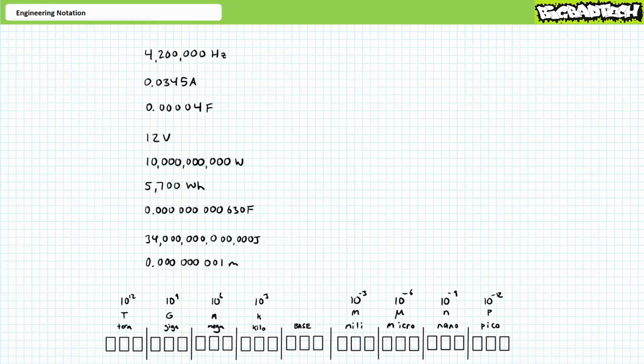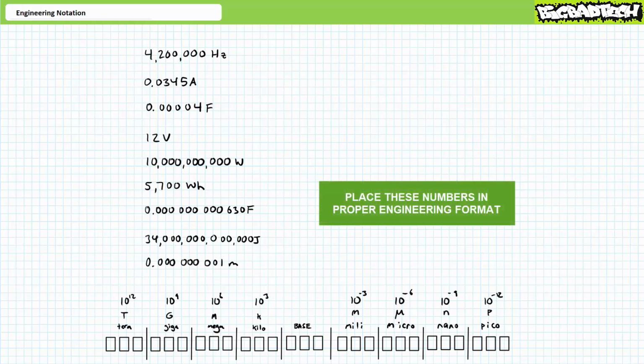Alright, see if you can place these unwieldy numbers in proper engineering format, where proper engineering format again uses a coefficient 1 or greater and less than 1,000, and a prefix representing a magnitude. Feel free to use the prefixes overlay if that helps you out. By all means, pause the lecture and try these examples by yourself. If you're tracking, you should have obtained the following values.